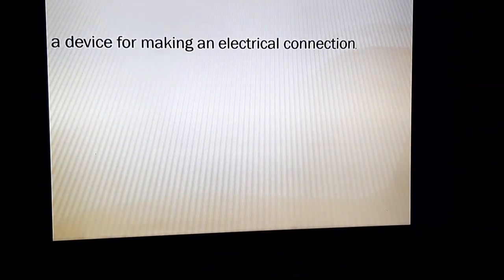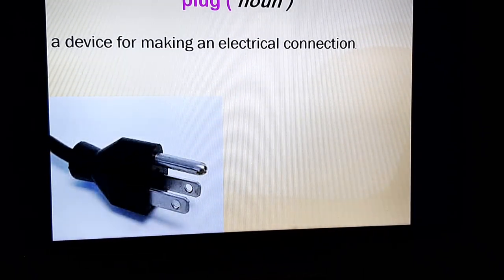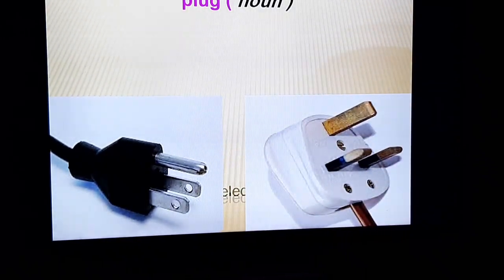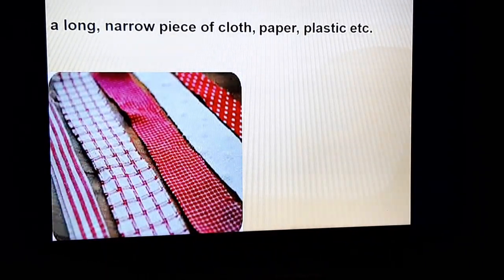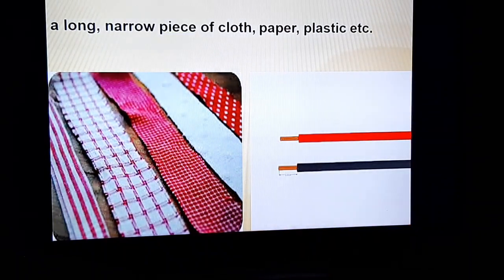A device for making an electrical connection, we know it well. It's a plug. This is a plug, and another plug. A long narrow piece of cloth, paper, or plastic. We use these things to tie things or to join something. They are like ropes. We call it a strip. This is a strip. These are strips of different colors. Other strips.